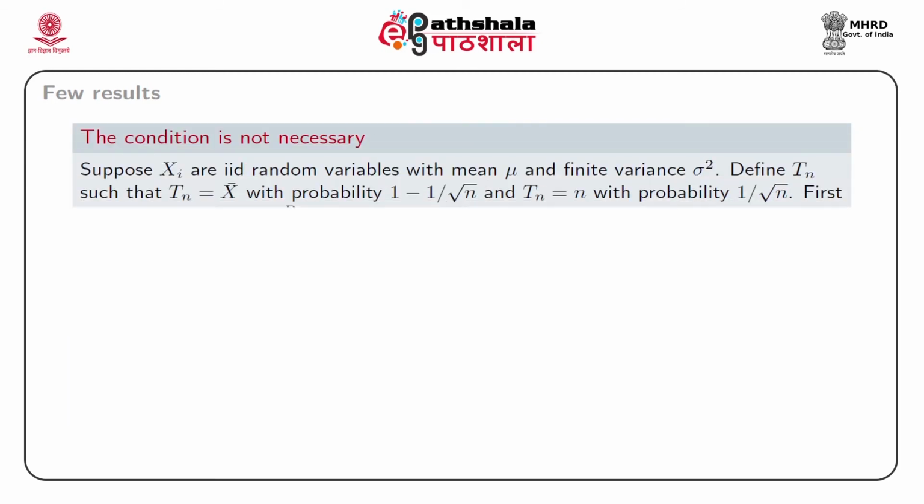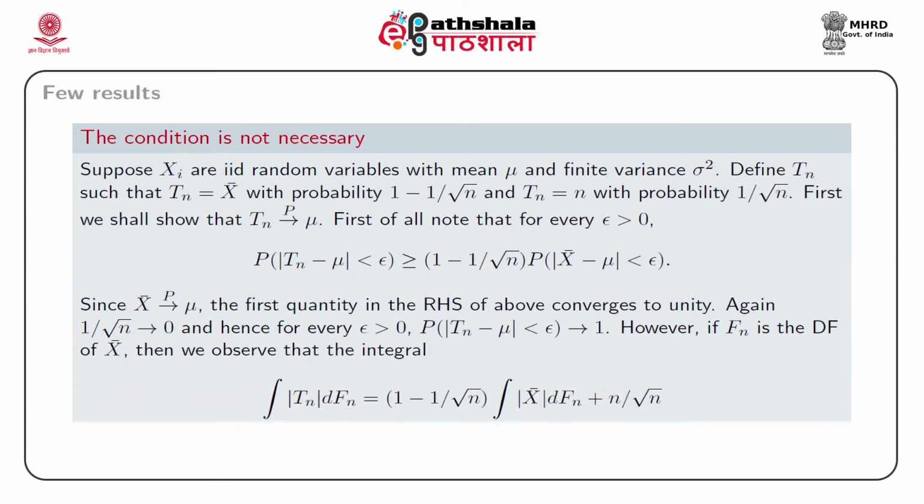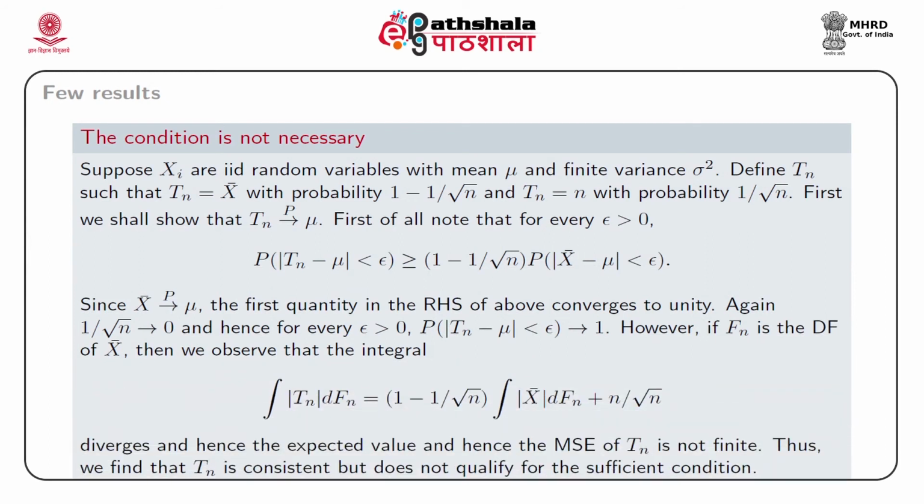However, it should be mentioned at this stage that the condition regarding mean square error or variance is not necessary, it is only a sufficient one. So, let us give a counter example to explain this. Suppose Xi are IID random variables with mean mu and finite variance sigma square. Define Tn such that Tn equals X bar with probability 1 minus 1 by square root of n, and Tn equals n with probability 1 by square root of n.